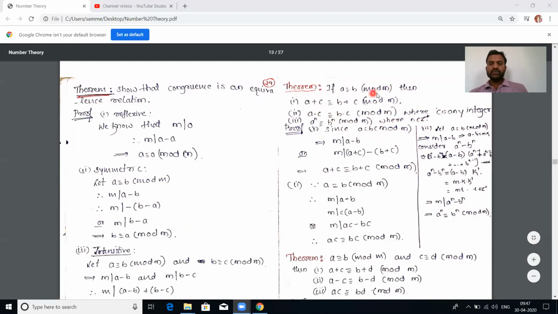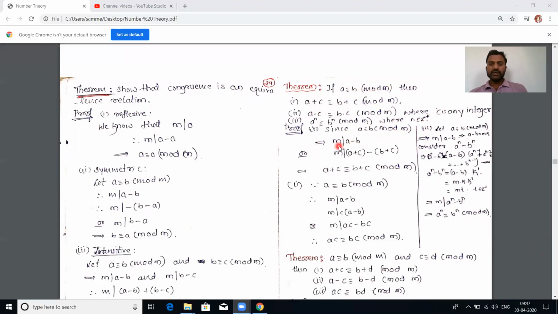So if a is congruent to b mod m, then a plus c is congruent to b plus c mod m. We will prove that first. Since a is congruent to b mod m, by definition of congruence, m divides a minus b. Now this a minus b I will adjust as a plus c minus b plus c. That is, I have added and subtracted c here; plus c minus c gets cancelled, so it remains the same.